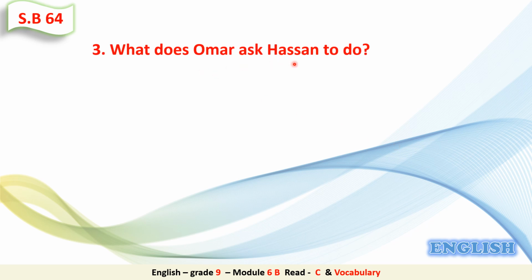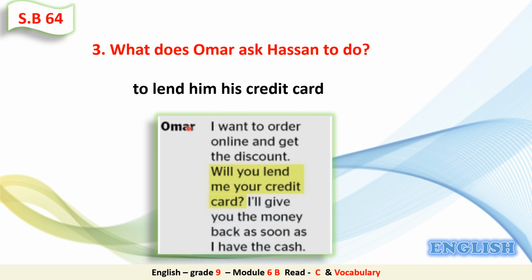Let's go to question number 3. What does Omar ask Hassan to do? What's the correct answer? Brilliant. To lend him his credit card. Which sentence refers to this? Very good. When Omar says, will you lend me your credit card?